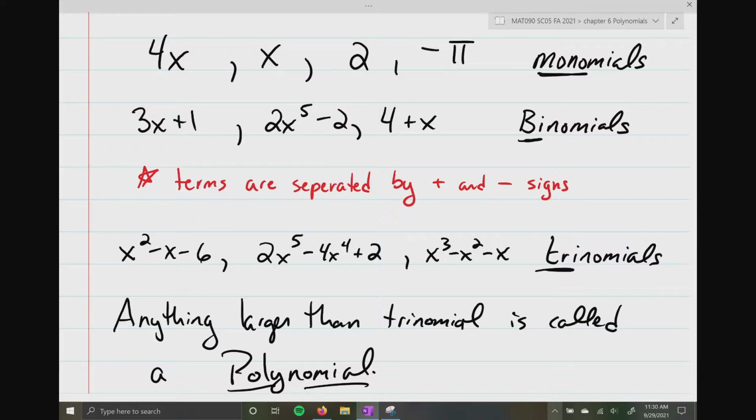Okay? The basics, monomial, binomial, trinomial, and they have techniques. All right?